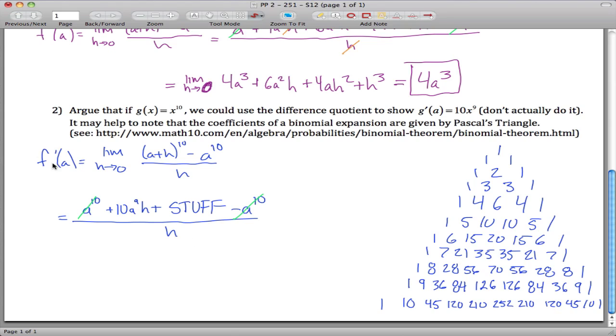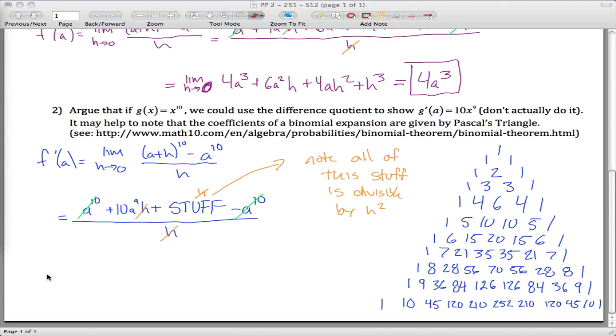Those cancel out. And then we can cancel out this h in the bottom with an h from all this stuff, right? We take an h out of all this stuff. But all this stuff was divisible by h squared. So maybe I even write this. Note, all of this stuff is divisible by h squared. So when I cancel out an h with all this stuff, every single term still has an h in it. So what that does is it lets me evaluate this limit.